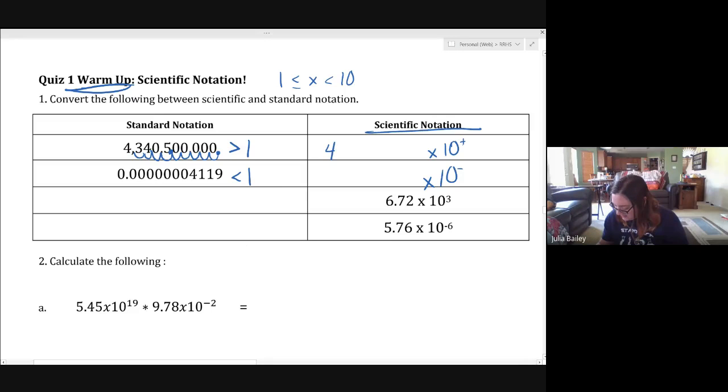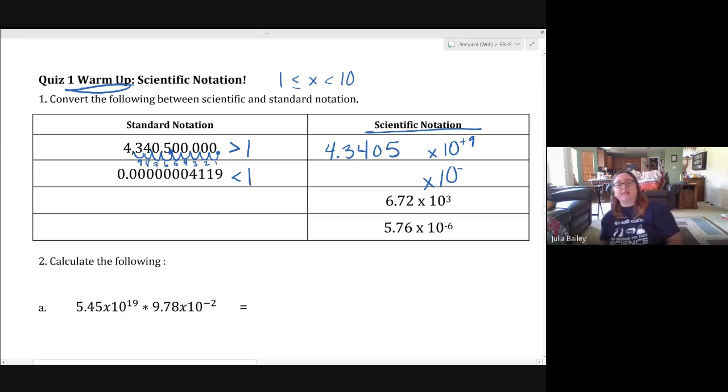So I'm going to stick that coefficient into my answer box. I know that's going to be times 10 to some power, a positive power, because my starting number was greater than 1. And now to know what that power is, I just count how many times did I move it. 1, 2, 3, 4, 5, 6, 7, 8, 9. So I'm going to just stick a 9 as my exponent there.